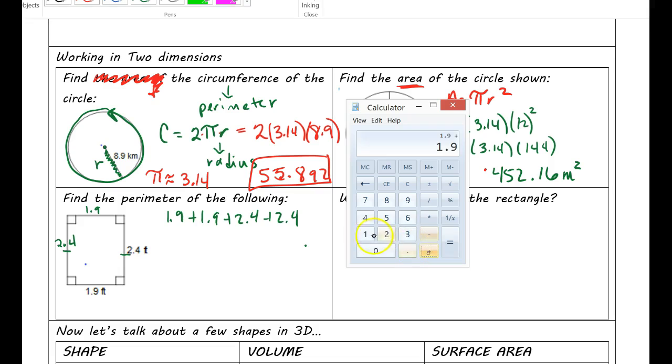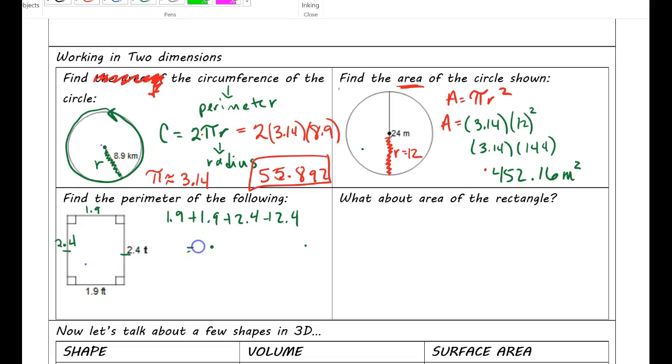1.9. Feel free to hit pause and type these in. Feel free to try to race me. A lot of people are faster than me at typing these in. And that's it. 8.6 is what my calculator got. 8.6, okay? And this says feet right here, FT for feet, so I'll keep the same unit of feet right there. Okay, and then what about area of a rectangle?